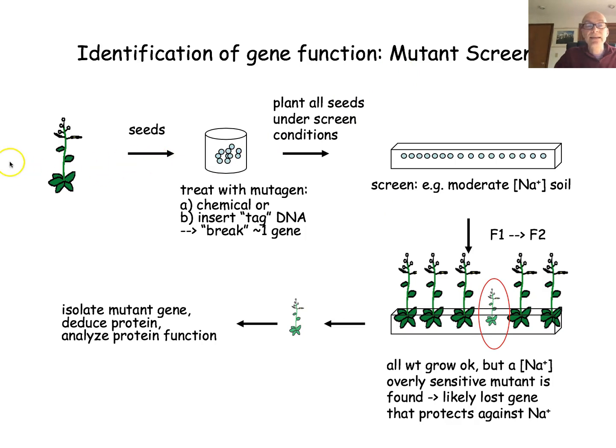So back then I said you take seeds from a plant, you mutagenize them with a chemical, or you insert some sort of tag DNA that you can later on use. You want to break maybe one DNA on average per seed, but it's always going to be a different one because this is a random process. Then you plant them all out.